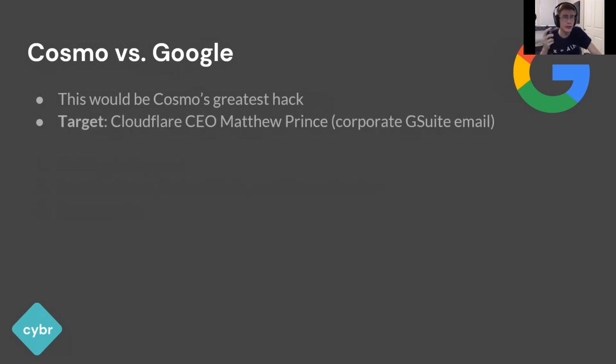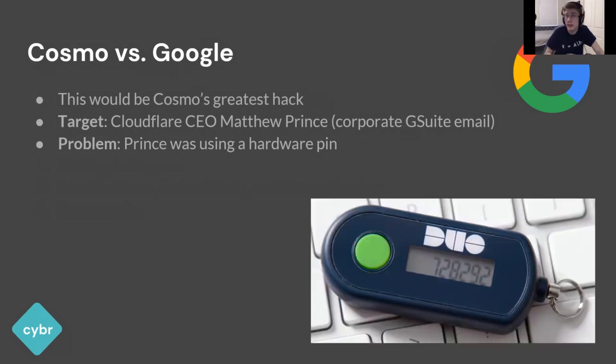The target of this hack was the CEO of Cloudflare, Matthew Prince. Specifically, they wanted to get into Matthew Prince's corporate G Suite email. The problem is that Prince was using a hardware pin. Yeah, maybe something that looked like this. It might have just been a Duo hardware pin, but it's really hard to get past this.